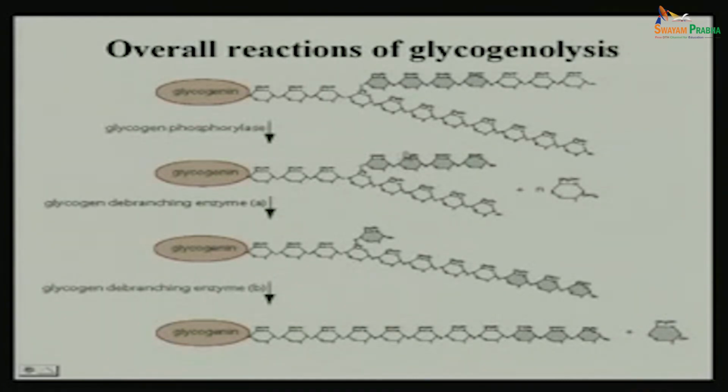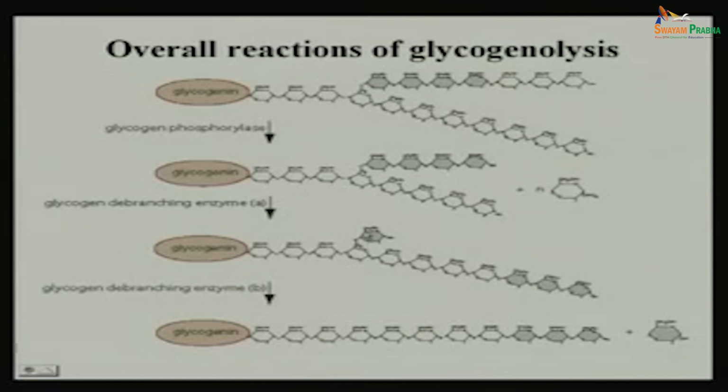When 4 carbon moieties are left, then phosphorylase, this debranching enzyme A, is now active, and it cleaves the 3 carbon residue from this 4 carbon sugar moiety, and it gets attached to this main chain with a straight 1,4 glycosidic linkage, and here one glucose molecule remains attached with a 1,6 glycosidic linkage.